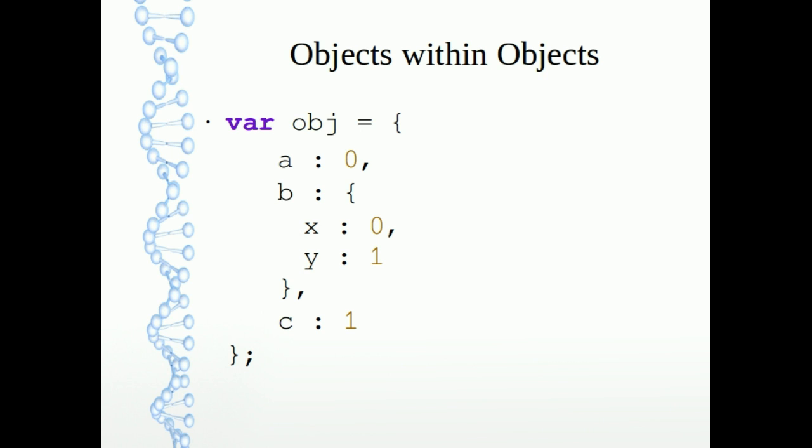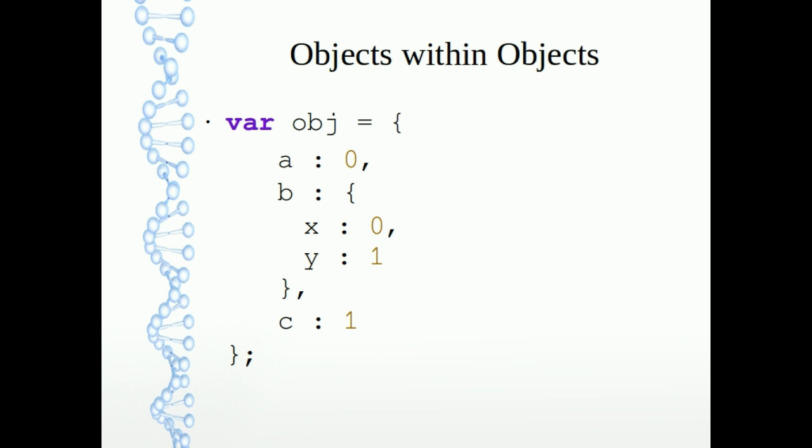It is possible to have objects within objects, where one object is the property of another. In this example, I have a var obj object with the properties A, B, and C. The property B is itself an object with properties X and Y.